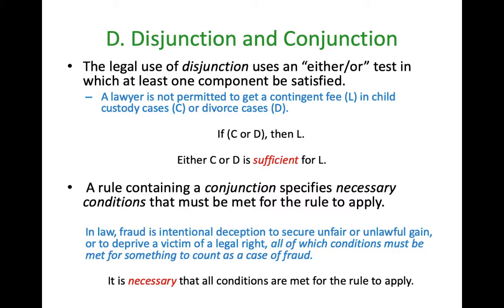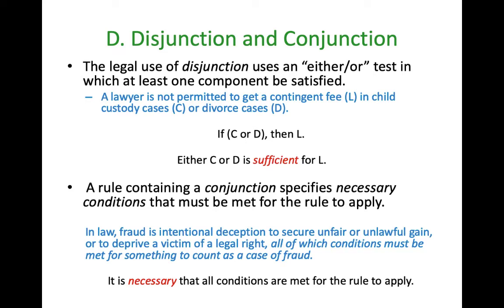Disjunctions and conjunctions. A disjunction is an either-or statement. A conjunction is a statement where you say A and B is the case, or A and B and C is the case. A conjunction is where you use the word and to conjoin two claims.